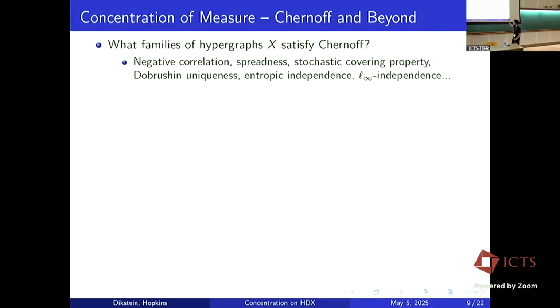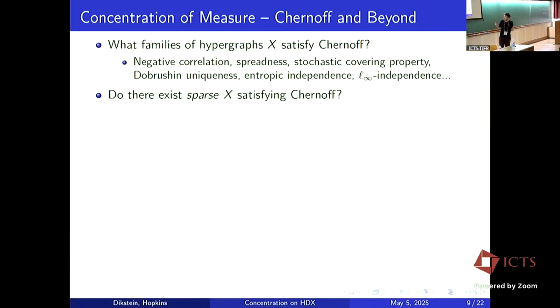I'll sort of summarize these in saying that with maybe one exception, spreadness, that I won't go into, these are basically all properties that can only hold for very, very dense objects. So if we're interested in constructing sparse derandomizations that satisfy strong concentration, we're not going to make all that much progress from this point of view. So, okay, then there's a natural question: does there exist a sparse hypergraph X satisfying Chernoff?